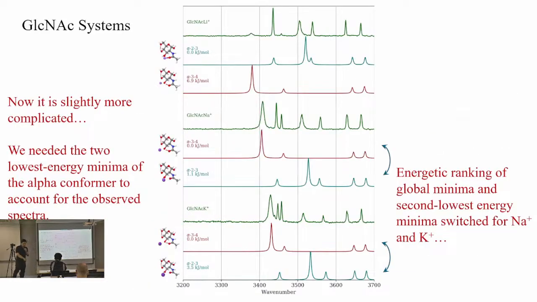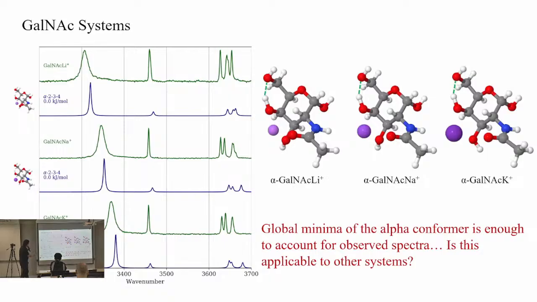So when we go to glucose, it becomes a little bit more complicated. First, the observed spectra doesn't only account for the global minimum. Just going back, these are all alpha conformers. In the experiment, they considered both the alpha and the beta. They did not separate alpha and beta. This is just one solution. It can be a combination of alpha and beta. But we found here that only the alpha global minima is enough to account for the observed spectra.